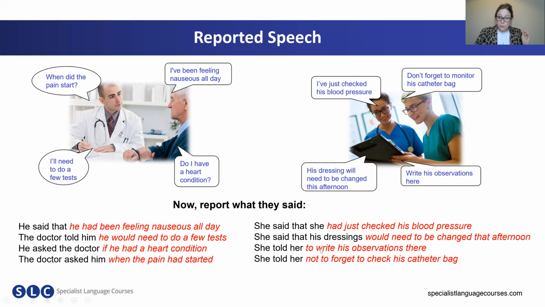She told her to write his observations there. So again, it makes things a bit more distant. Normally we say here in the direct speech, but when we're reporting it, it's like we step back and look from afar and we say there. She told her not to forget to check his catheter bag.